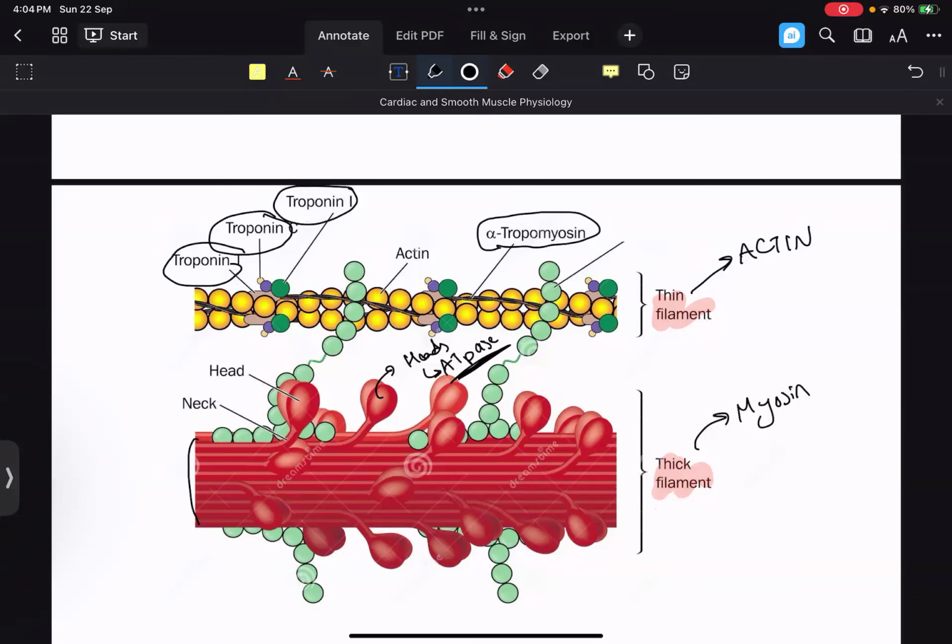So once again, thick filament, myosin. What does myosin have? It has 2 heads. And what do the heads have? They have ATPase. Thin filament, what's our thin filament? Actin. And what does the thin filament have? They have alpha tropomyosin. They have 3 different types of troponin.